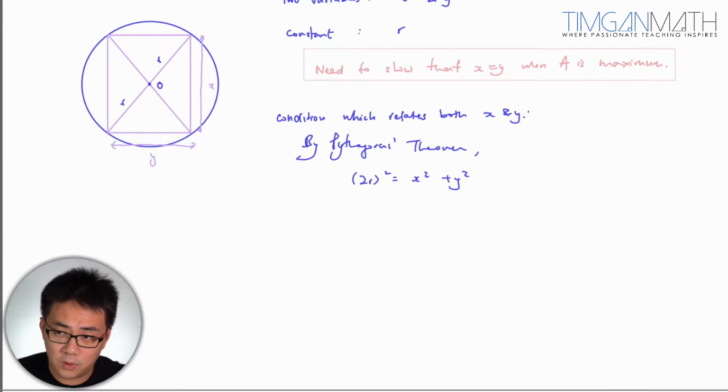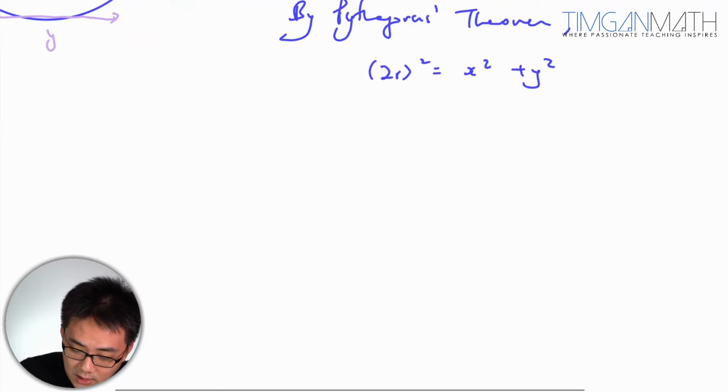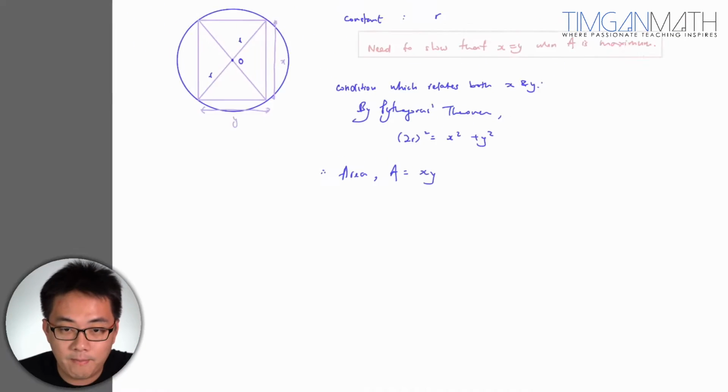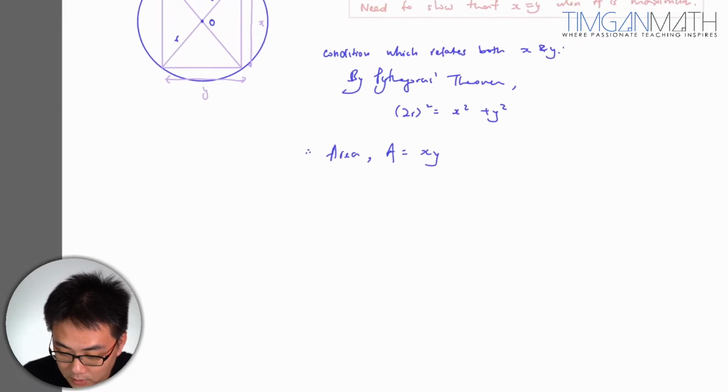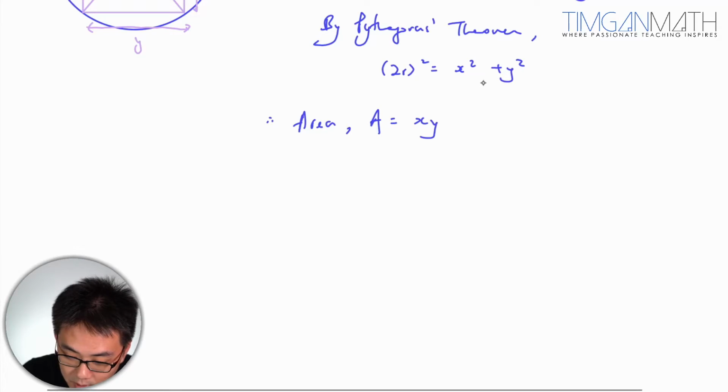Alright, so that's pretty okay. Then you could actually just find the area. Area A is actually just xy. That's okay, right? Then what we can do is put x squared equals 4r squared minus y squared.